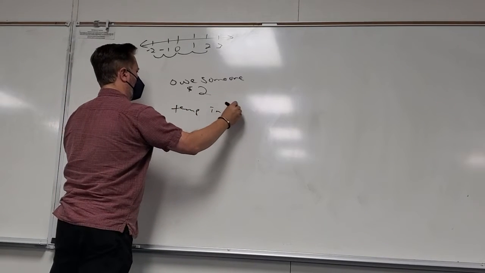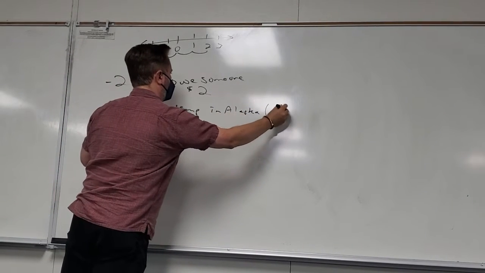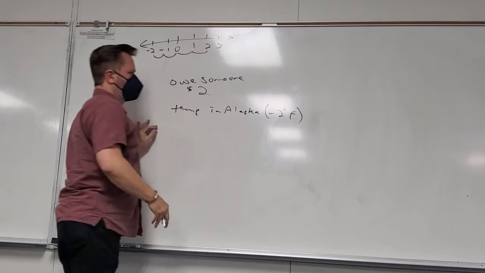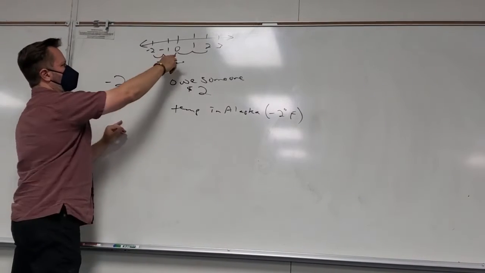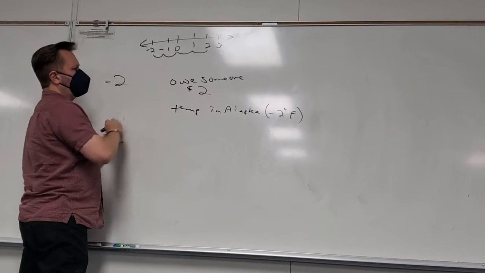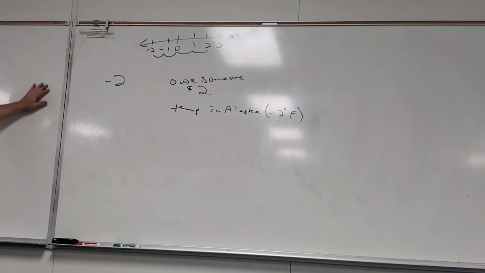Temperature. I love it. Temperature in Alaska or something. That'd be like negative 2 degrees Fahrenheit. That's weird, Americans. You can make it Celsius, or Fahrenheit, and it would still work. And one other thing would be sort of like the distance thing, but I'll bring that up later because it's just like the distance thing.